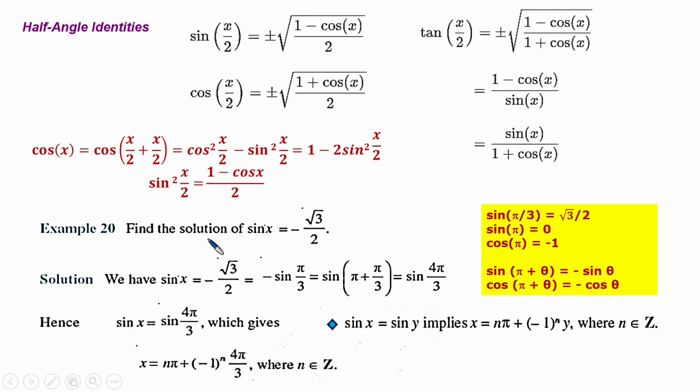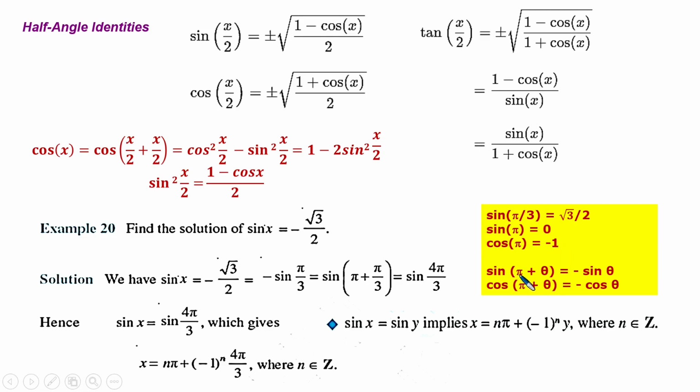Now example 20, find solution of sin x is equal to minus root of 3 by 2. Here your solution is given in your textbook. I've just cut and pasted here for you all to show that these examples given in your textbooks are not very difficult. So sin of pi by 3 is, from the table, root of 3 by 2. And sin of pi, as I said, is 180 degree. The projection of that point on the y-axis is 0, so this is 0. And cos of pi is minus 1, since it is the other side of the origin.